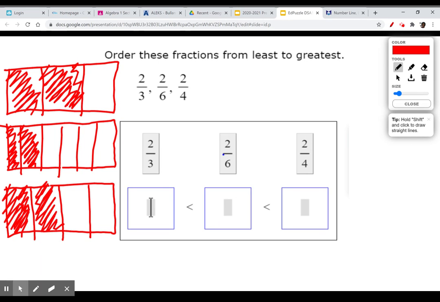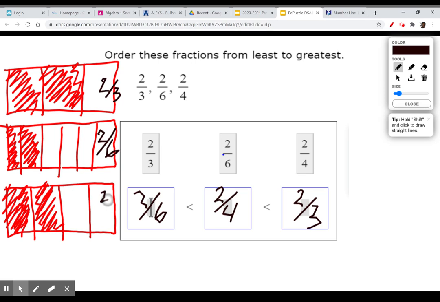Okay, so I'm actually going to show you guys 2 strategies. This is the first of the 2 strategies. So this would be 2/3. We can see that 2/3 is in fact the largest here. So this would actually go here. Visually, we can see that. We can also see that our fraction 2/6 over here is the smallest. And common sense or trial and error should therefore tell us that 2/4 is the middle one.